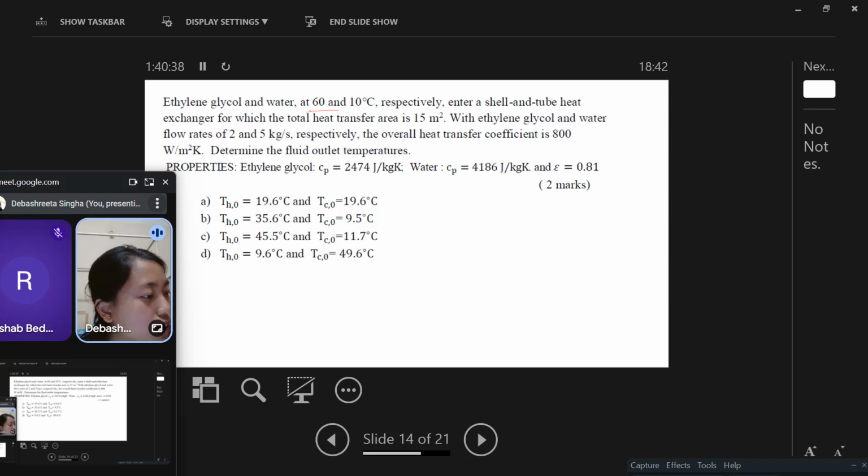Ethylene glycol and water at 60 degrees and 10 degrees respectively enter a shell and tube heat exchanger for which the total heat transfer area is 15 meters square. So it has given the entrance temperature for both, that means Tci and Thi. Which one is the hot fluid? Just by looking at the temperatures, you will get which one is hot and which is cold. So the hot fluid is ethylene glycol, and the entrance temperature is 60 degrees Celsius. The cold fluid is water, and the inlet temperature is 10 degrees Celsius.